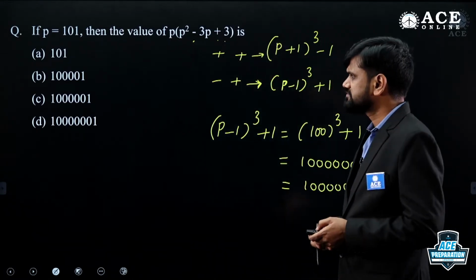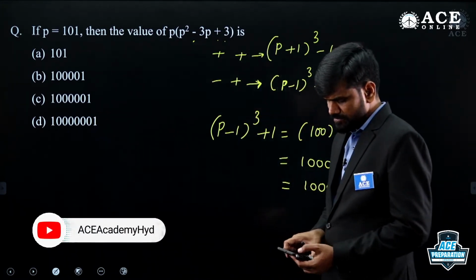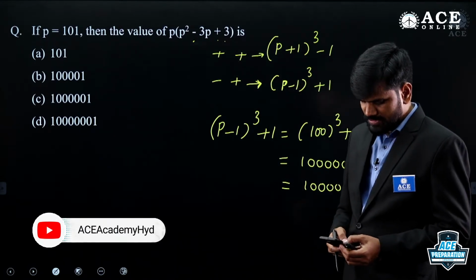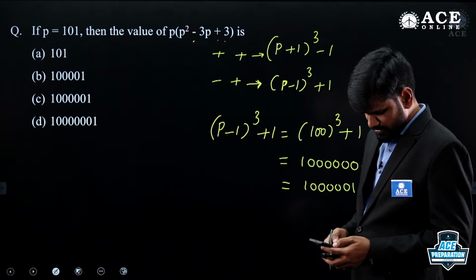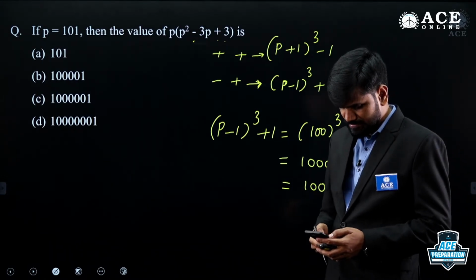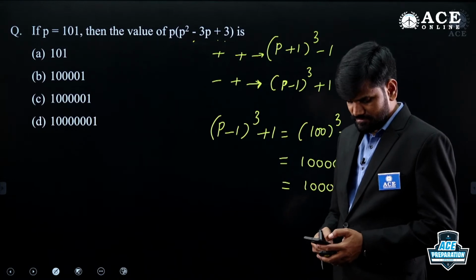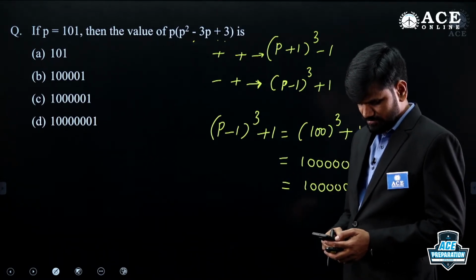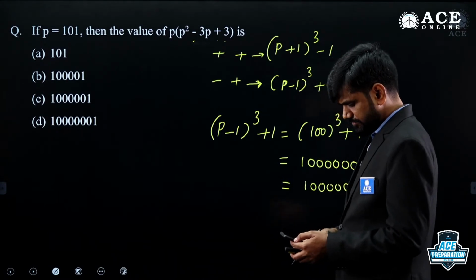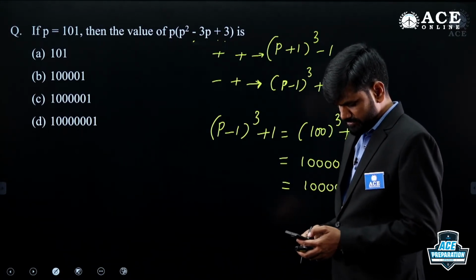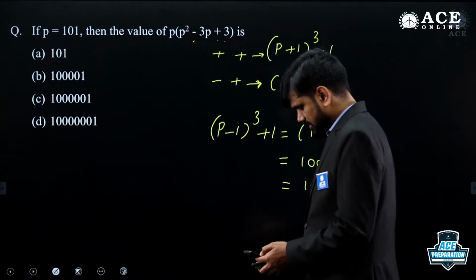Any doubt? No? Right? Any doubt? 1 0 0 0 0 1. That is correct, dear. That's correct. Shall I move on to the next one? Can I move on to the next one? Right. Chalo.